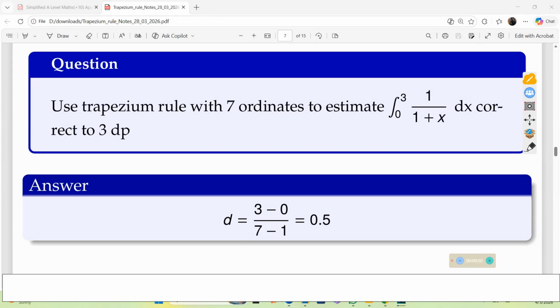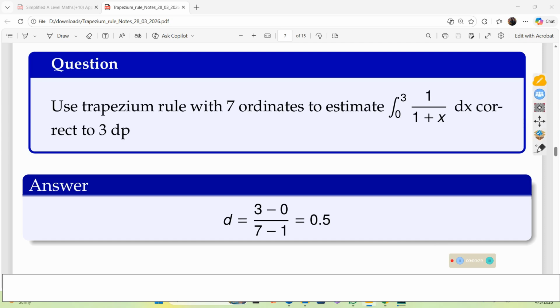So let us look at example number 3. It says, use the trapezium rule with 7 ordinates to estimate the integral of 1 over 1 plus x from 0 to 3 dx. You need to correct this to 3 decimal places. Like the way we have done in our previous 2 examples, we shall follow the same method.